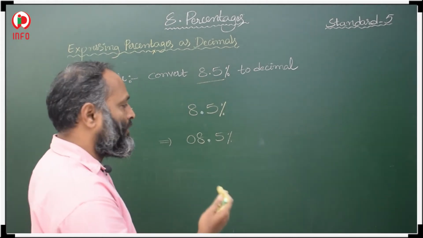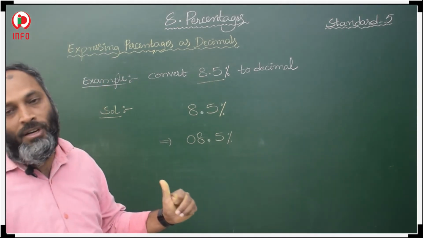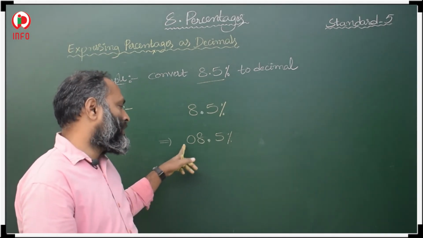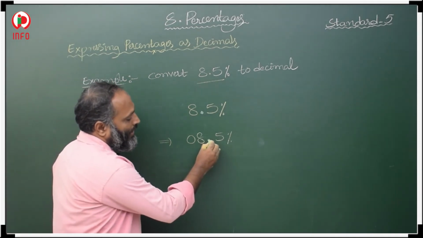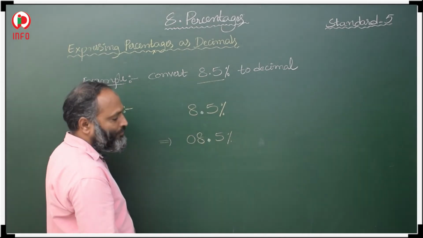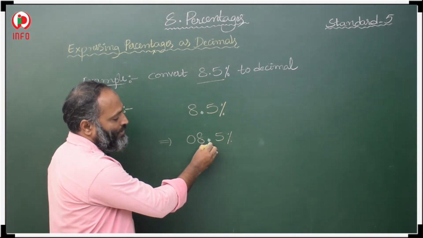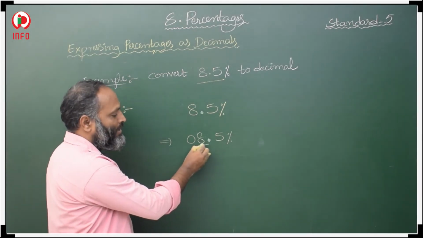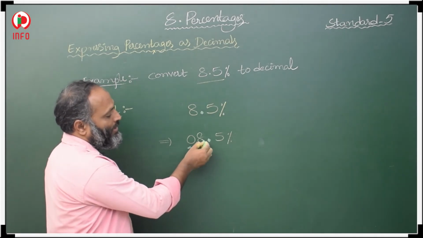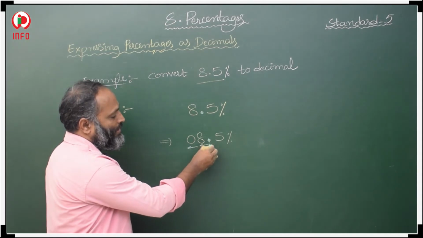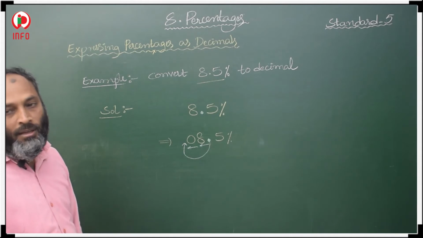We have to move our decimal from right to left, after 2 digits. Here the decimal point is already there after 8. So we have to move 2 places from right to left. This is the first place and this is the second place. After the second place, the decimal will come here.